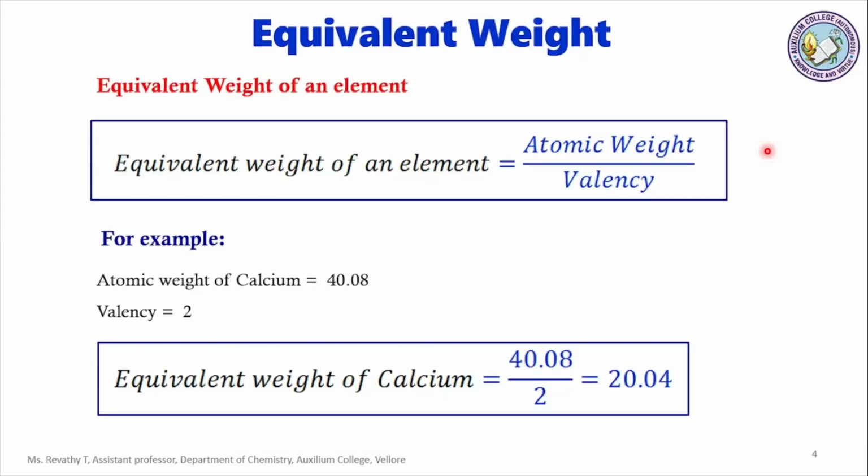Coming back to determining equivalent weight of an element. So here equivalent weight of an element is equal to atomic weight divided by valency. In calcium, the atomic weight of calcium is 40.08 and the valency is 2 since it belongs to group 2A element. Substituting the values in the above formula, we get equivalent weight of calcium which is equal to 40.08 by 2 which will be equal to 20.04.